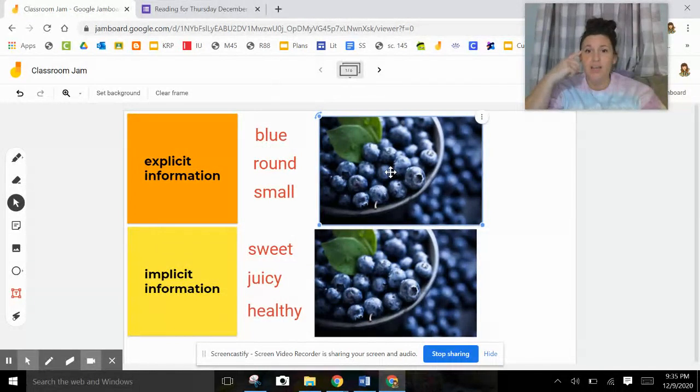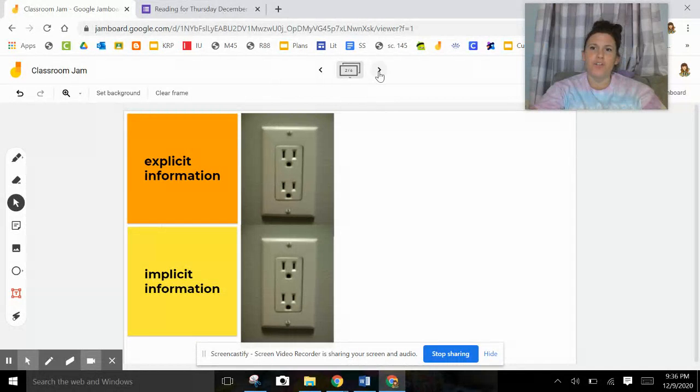Use what's in your brain, your background knowledge, and that it's sweet. You can't tell that these blueberries are sweet just by looking at them. For all you know, if you've never had a blueberry before, you might think they're spicy. It's just because you know that in your brain. Either you've tasted a blueberry before and you remember it, or somebody has told you about it and you remember that information. Same thing with it being juicy and healthy. Implicit information is what you just know in your brain and it's not obvious right in front of you like explicit is. So I have a new picture for you today.